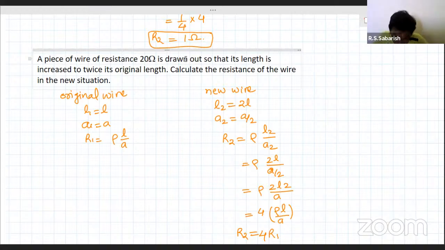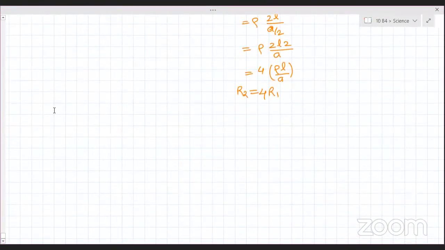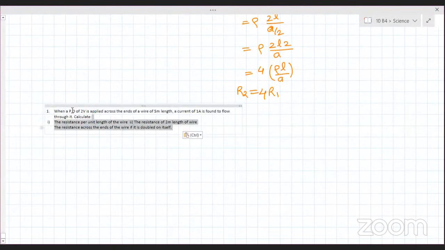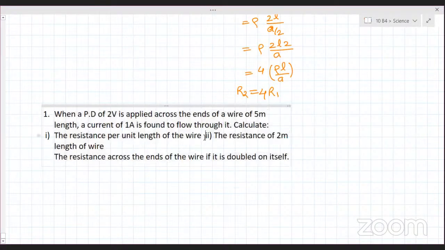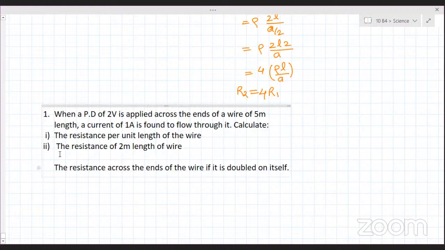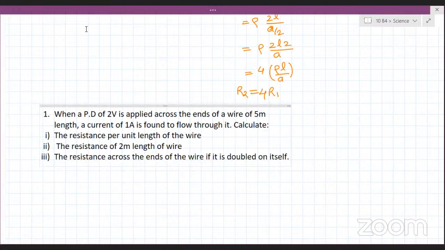Ma'am, I got 80. The answer is 80 ohms. Yes, right. Now next, try the next question. 27th one, 3 parts are there. Try solving. First, find out the resistance.